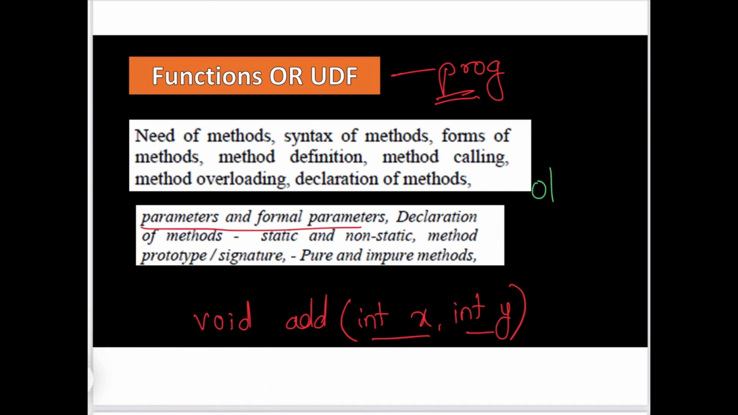Now when I call this function, ob.add, from public static void main, and if I pass 12 and 13, then 12 and 13 are actual parameters and x and y are formal parameters. Next are pure and impure methods. They are also called pass by value and pass by reference, that you have to see. Next is static and non-static method.